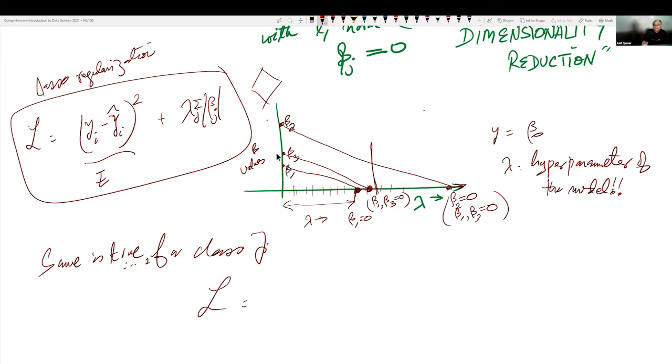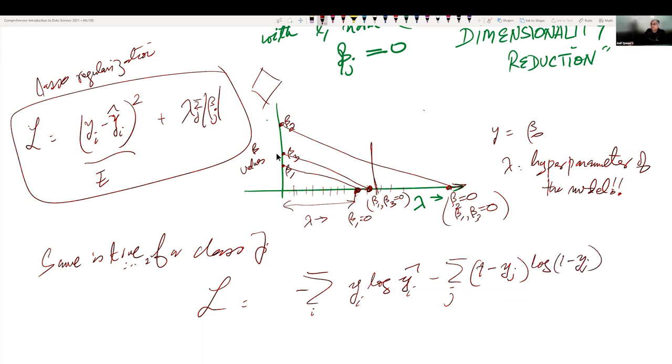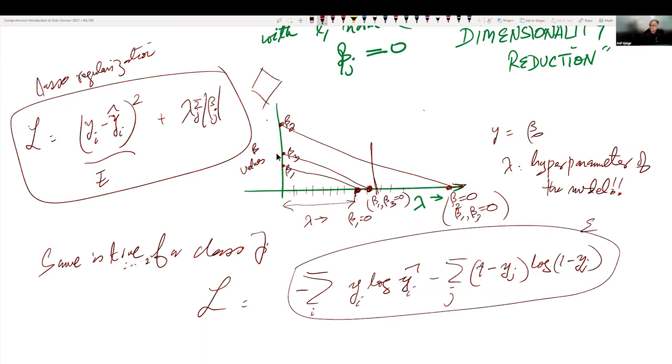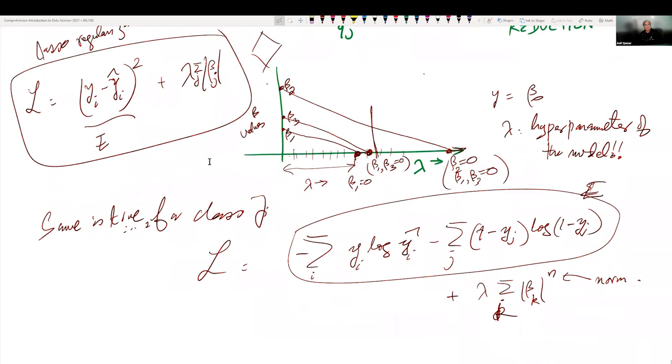Suppose I do classification. Remember, the loss function there was cross entropy: minus yi log yi hat, minus (1 minus yi) log (1 minus yi hat) for the negative case. Remember, we wrote it like this. So this is your error term. All you have to do is add the same thing: lambda times the sum over k of the absolute value of beta k to the power n, where n is the norm, L1 or L2. The same thing remains true for classification. You can regularize classifiers the same way.